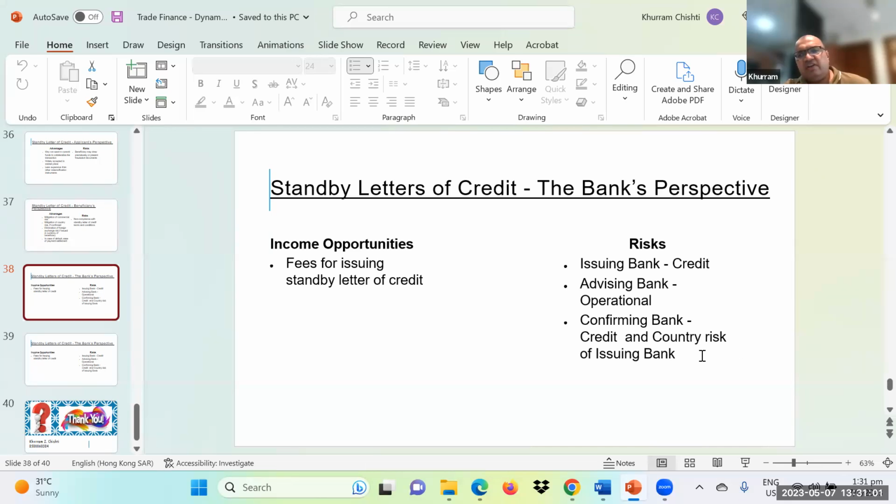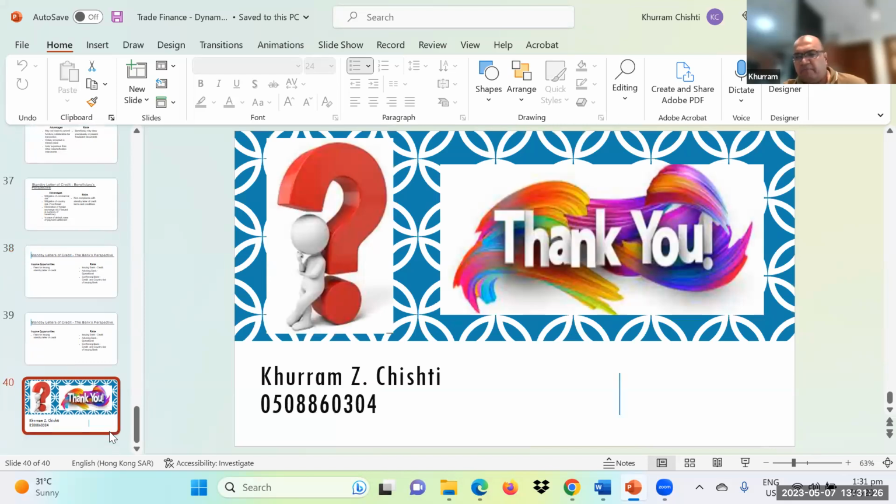Confirming bank, credit and country risk, again similar to the LC. If my bank, State Bank of India, says they don't know NBF and want it confirmed, JP Morgan confirms. So for JP Morgan, the risk is the credit and country risk of the issuing bank. If NBF in the worst situation defaults, or something happens in the UAE and they can't get the money back. So these are the risks. Now, I think that brings us to the end of our presentation, but I'd like to take some questions from you so that it's clear on both sides.